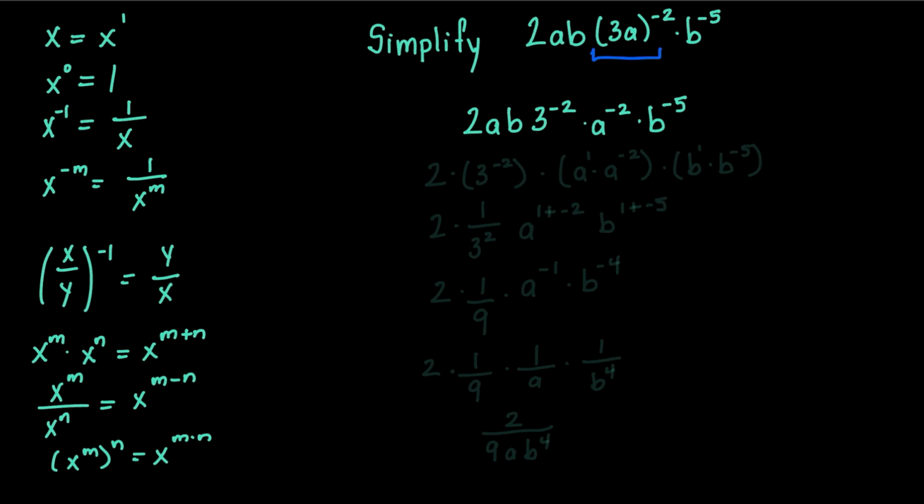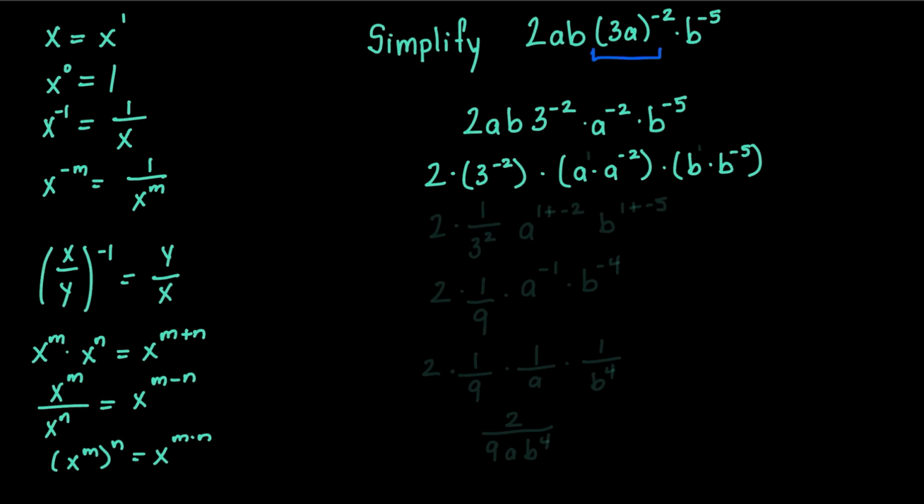Then I'm going to group together the things that I can simplify together. So 2, I don't see any other base 2, so it'll stay there, but I do have another number, 3 to the negative 2. I'm going to put it in the front as well. A times a to the negative 2, and then b times b to the negative 5th.